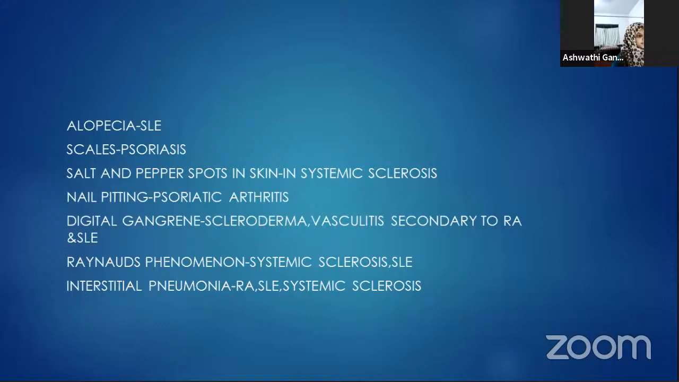Nail pitting, sausage-like fingers. These are all seen in psoriatic arthritis. Vasculitis secondary to RA and SLE may show digital gangrene. Interstitial pneumonia can be seen in rheumatoid arthritis, SLE, and systemic sclerosis.